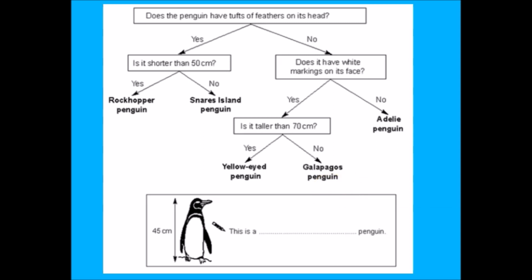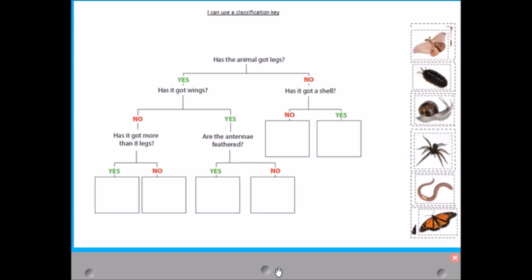I'm now going to go through 3 activities that I have set for your homework. The first activity is called I Can Use a Classification Key, and it looks like this. So all you have to do is to place these 6 creatures here into the correct place on the classification key. I'll start by giving you a little bit of help with this creature here. So I'm going to take one creature at a time. I shall take this one, and I'm going to go through the questions and see where I think our creature here, which we know is a snail, should go.